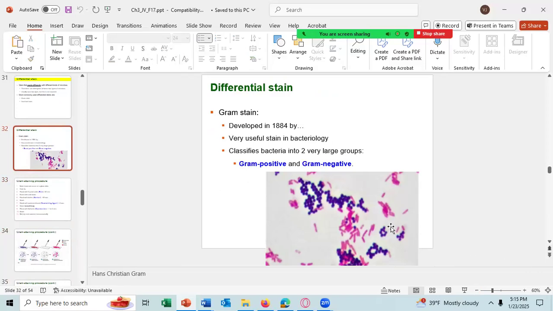The difference, and we'll talk about this later in today's lesson, is the difference in the cell wall of the gram-positive cell from the cell wall of the gram-negative cell.